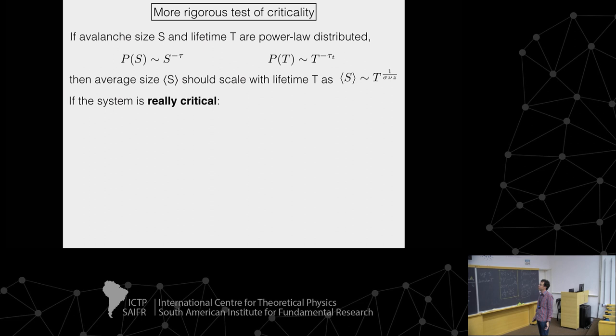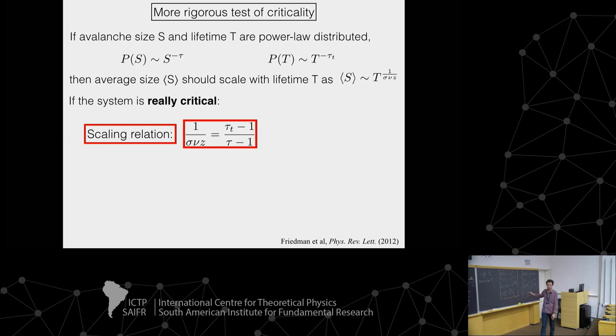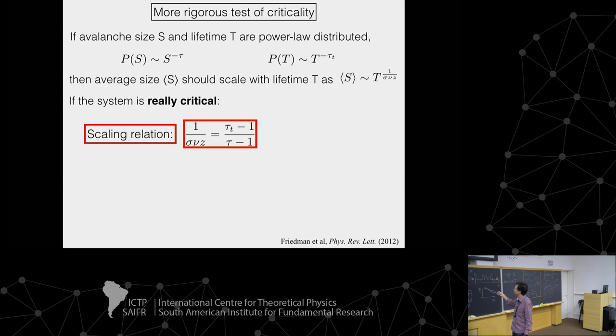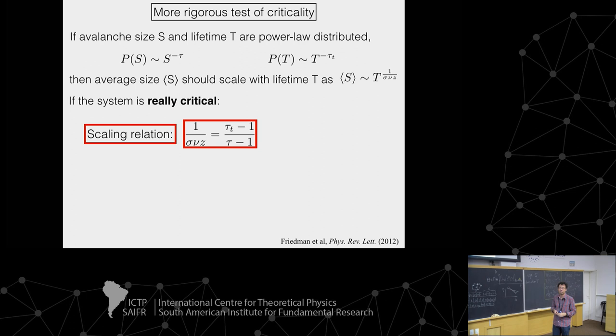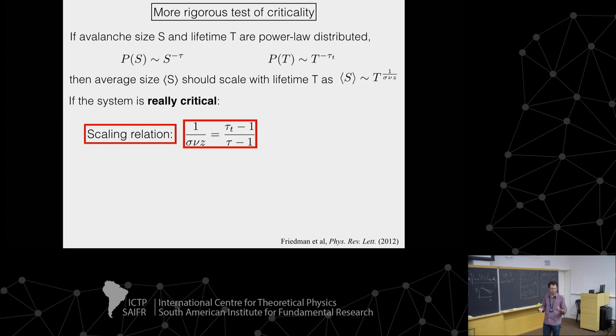If the system is really critical, then the scaling relation should be satisfied. It's the one I deduced here, right? And this was brought to the world of neuroscience by John Beggs' group, Friedman collaborated, in 2012. It's actually a well-known scaling relation. It's much more general than that, of course. So it comes from crackling noise papers. It's a beautiful Nature paper by Sethna and collaborators, 2001. Very good to read, not easy, but a good paper about criticality in general, not in the brain.